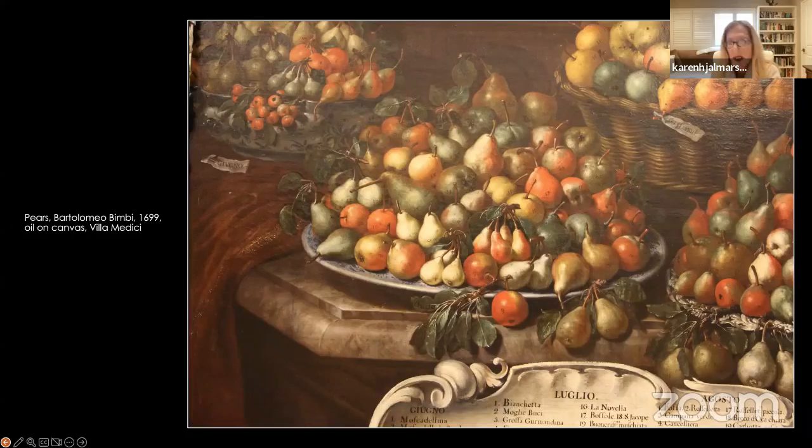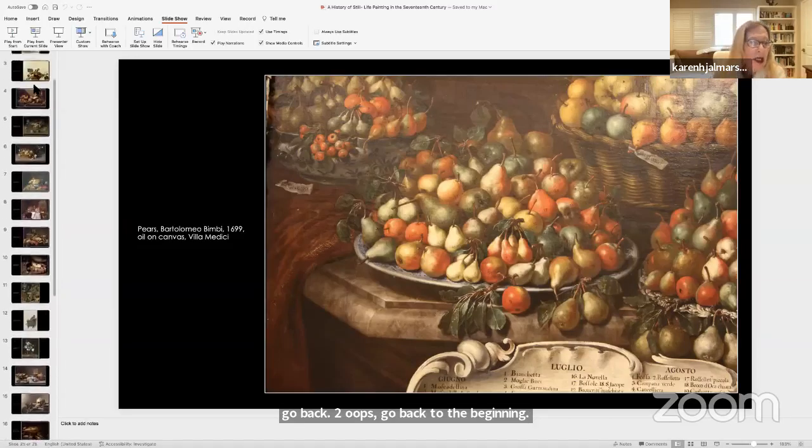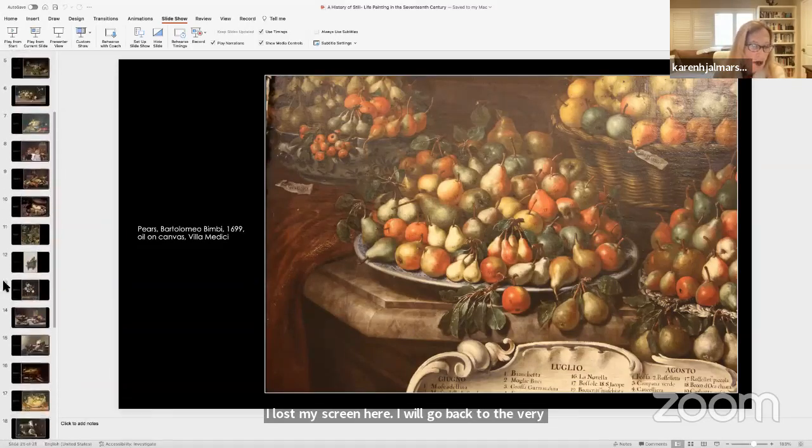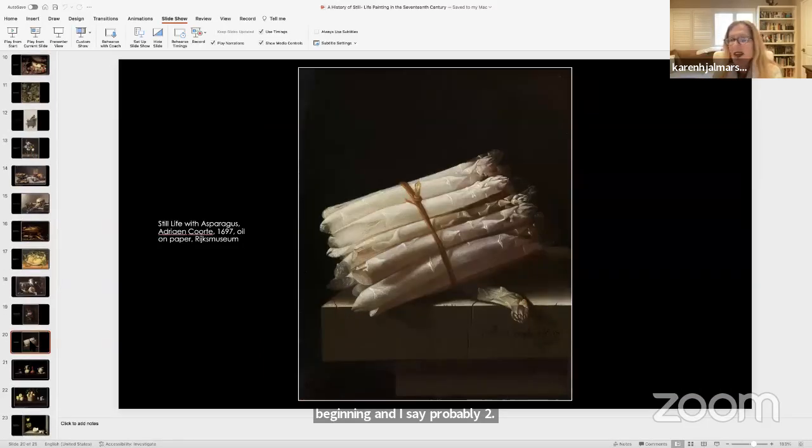In this group of paintings, I will probably go back to the very beginning, and I say probably two. I hope you don't mind if I pick two. This one just mesmerizes me. There's something about the austere quality, the minimalist aspect of it, the light, the black and white, that dense tenebrism. Probably this is my favorite.